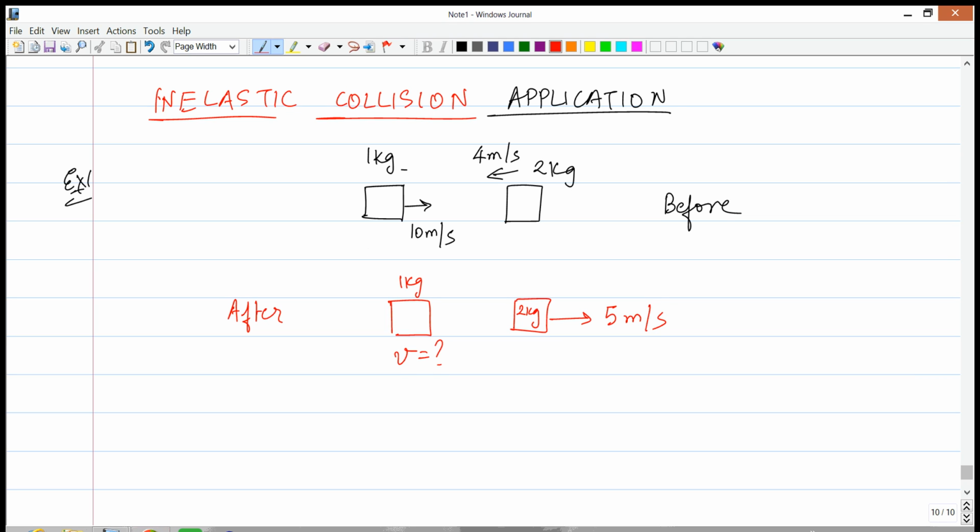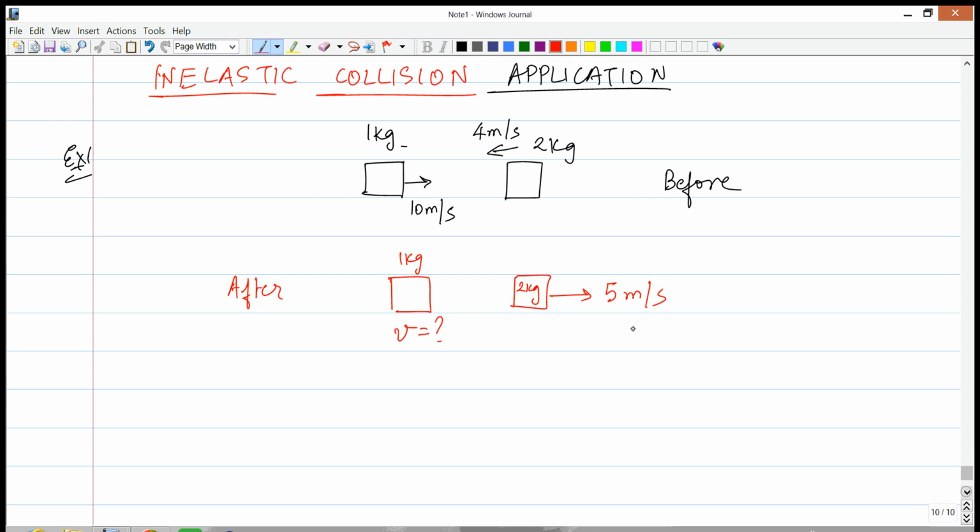After the collision, what we know is that the 2 kg is moving to the right at 5 meters per second, and for the 1 kg, we're going to have to figure out the speed, the velocity of the 1 kg block.